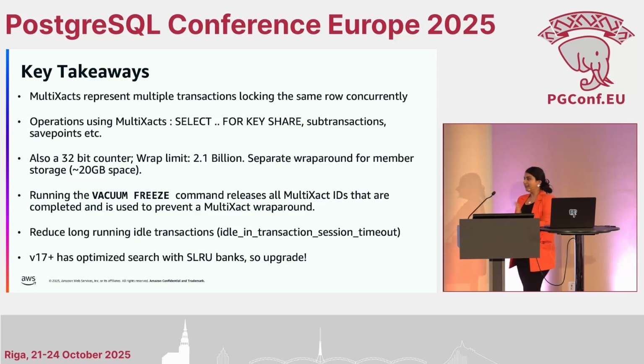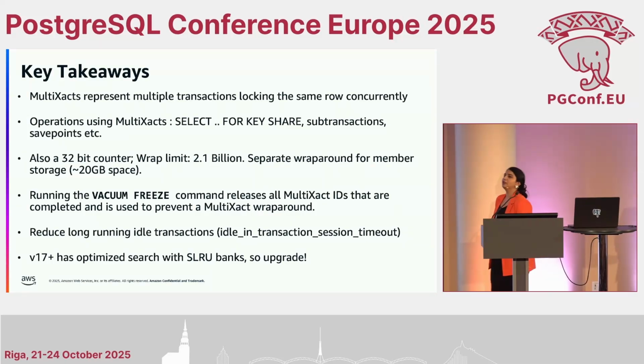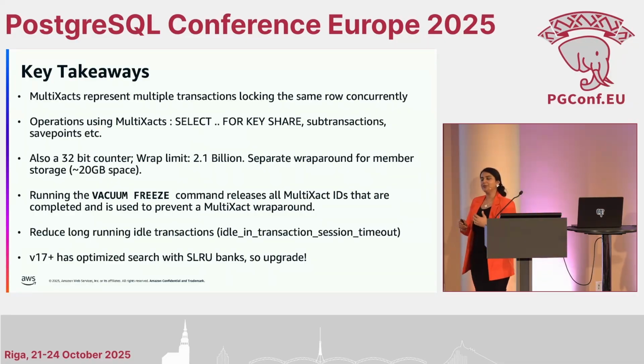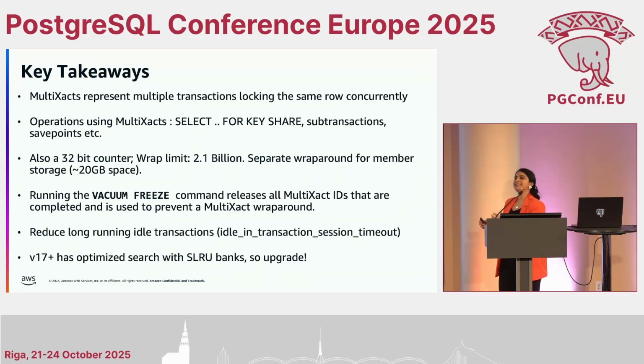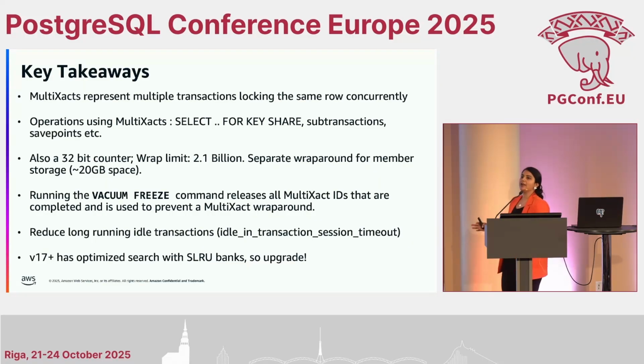And the last part is to upgrade to Postgres 17 for optimal use of SLRU buffers. And not just that, new versions of Postgres have many optimizations, not just for SLRU but for other areas of Postgres as well. So it's always a good idea to plan an upgrade strategy.